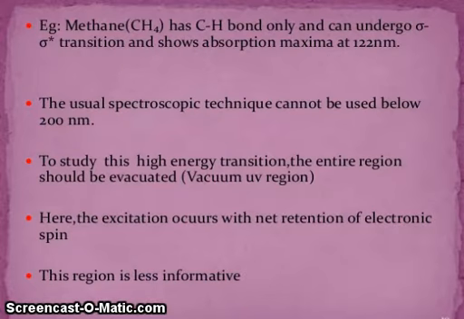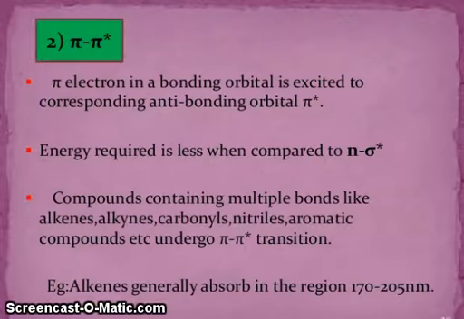For example, methane, with only C-H bonds, can undergo sigma to sigma star transition and shows absorption maximum at 122 nanometer. The usual spectroscopic technique cannot be used below 200 nanometer. To study this high energy transition, the entire region should be evacuated. Here the excitation occurs with net retention of electronic spin, and this region is less informative.